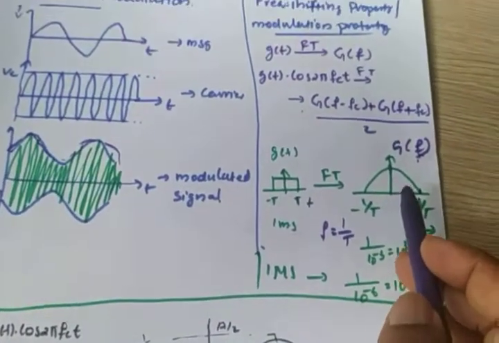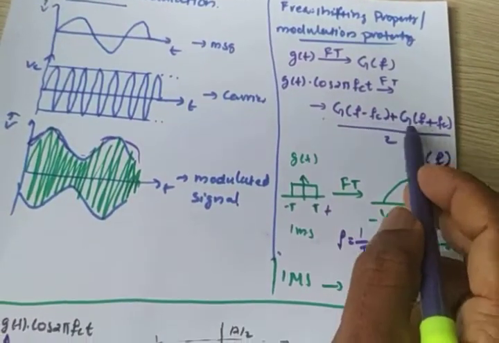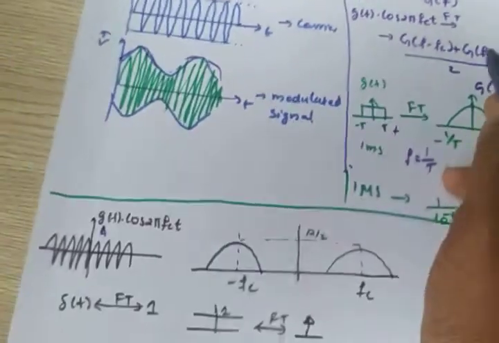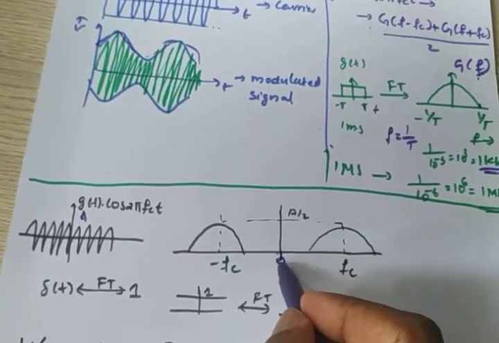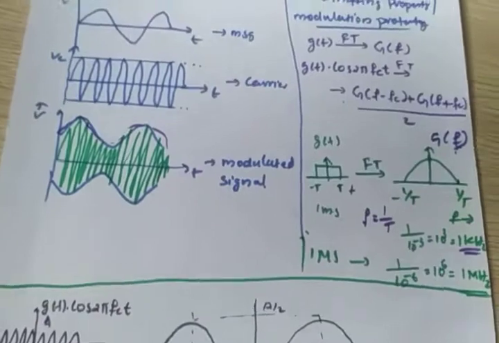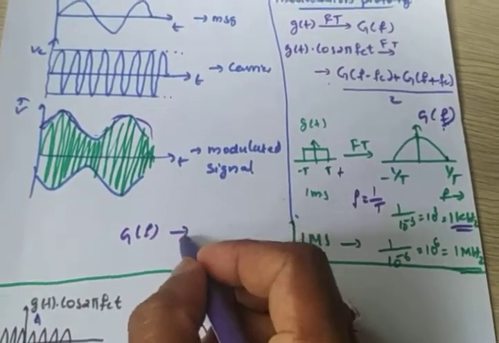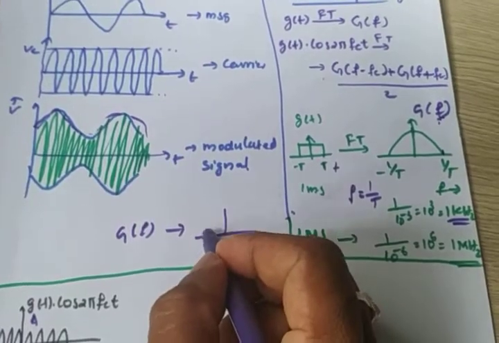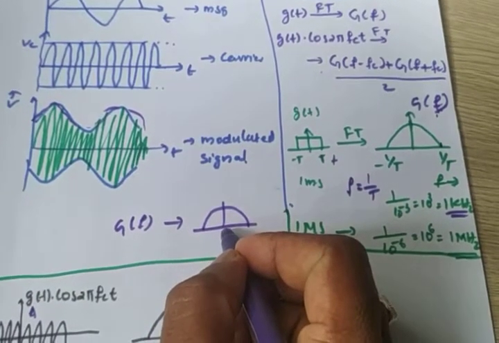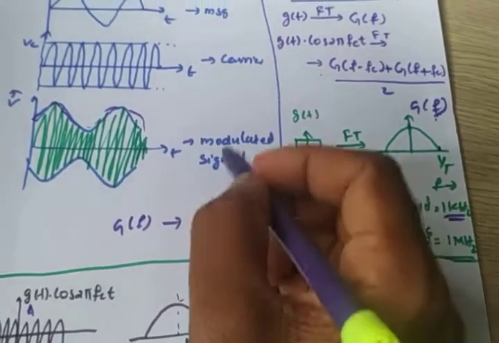This is my message, G(f − fc) and G(f + fc). That means this is 0. Okay, see, my message is G(f). For example, my message G(f), its spectrum is like this. Okay, 0. This is my message.